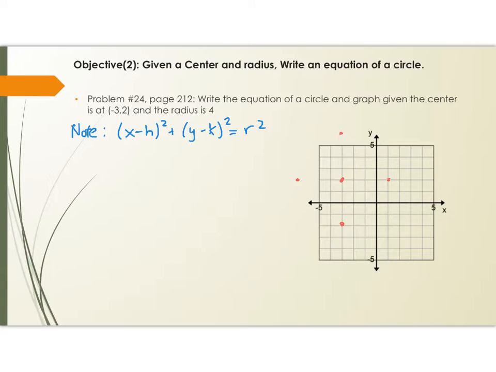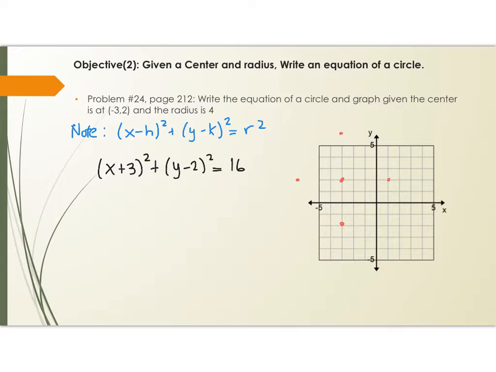Now, I would like you to pause and write the equation for this circle. So if we wanted to write it, we would write it (x plus 3) squared plus (y minus 2) squared is equal to 16. Right? So that's our equation.